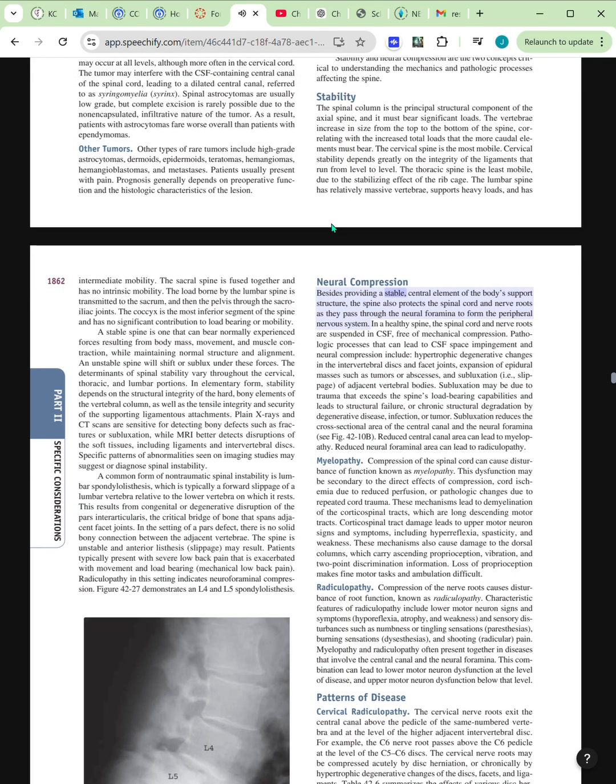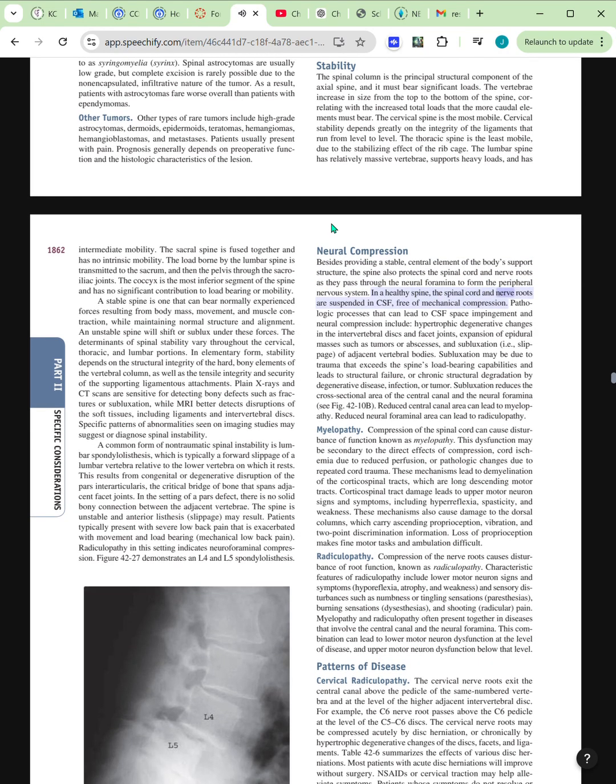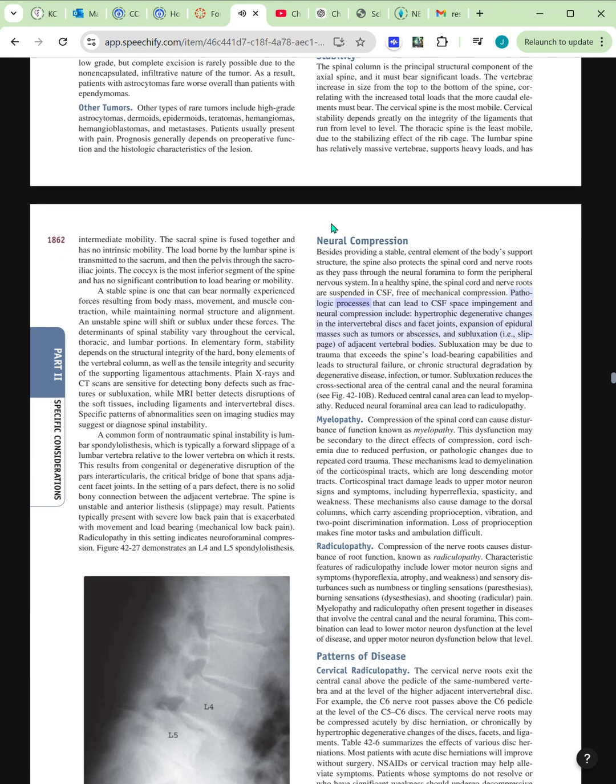Besides providing a stable central element of the body's support structure, the spine also protects the spinal cord and nerve roots as they pass through the neural foramina to form the peripheral nervous system. In a healthy spine, the spinal cord and nerve roots are suspended in CSF, free of mechanical compression. Pathologic processes that can lead to CSF space impingement and neural compression include hypertrophic degenerative changes in the intervertebral discs and facet joints, expansion of epidural masses such as tumors or abscesses, and subluxation, i.e. slippage, of adjacent vertebral bodies.